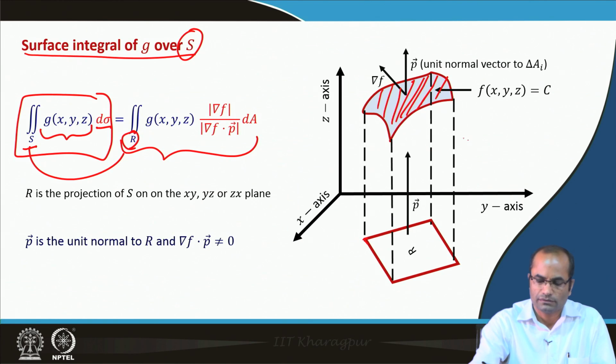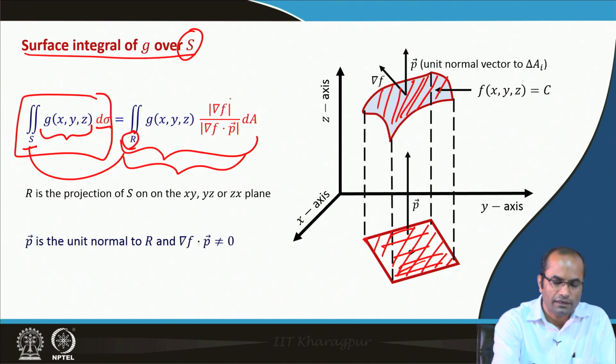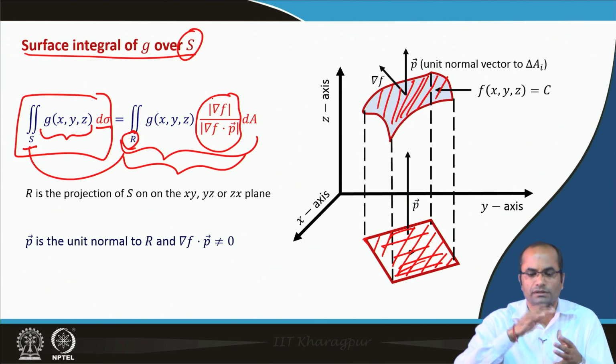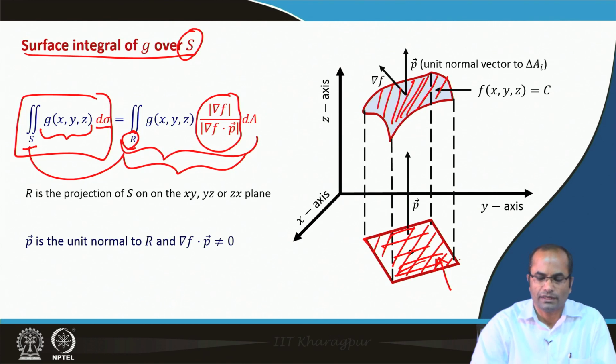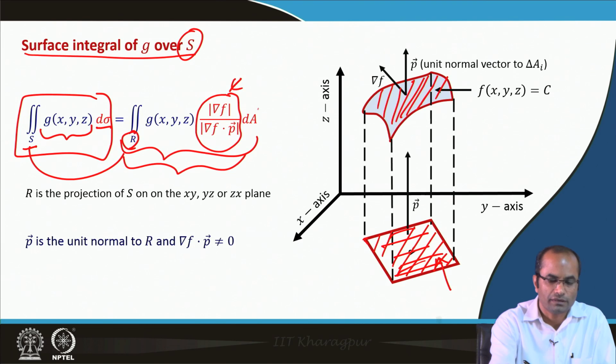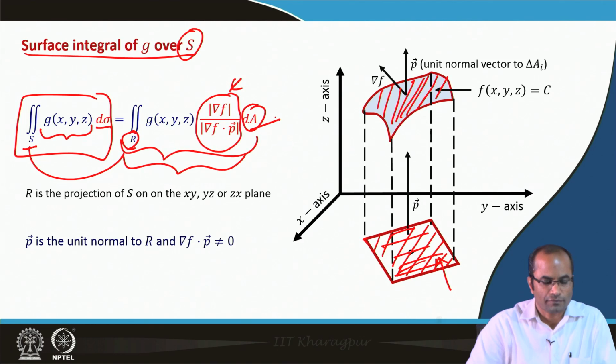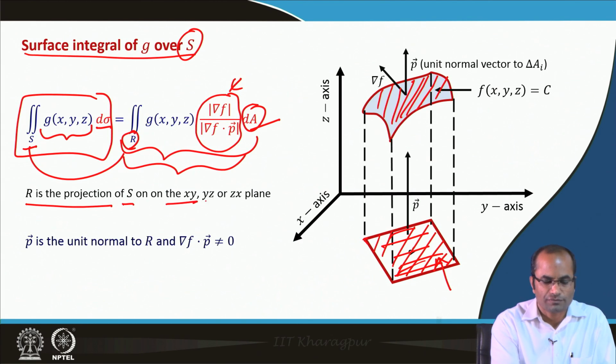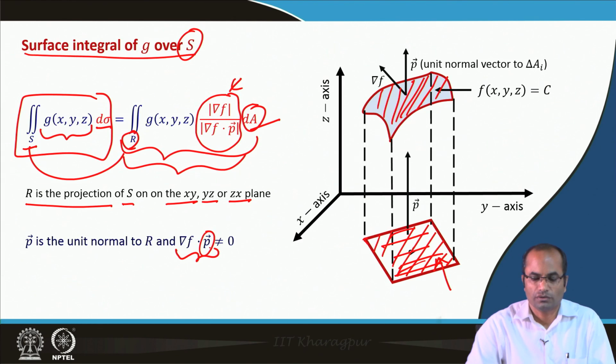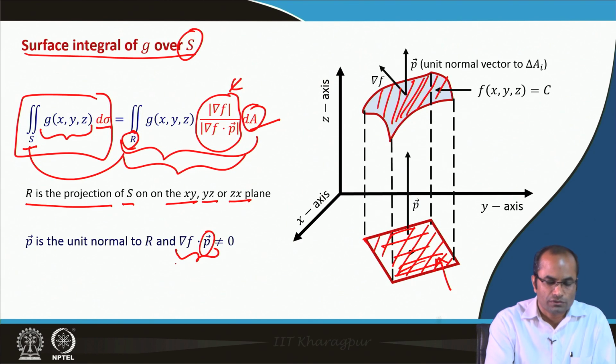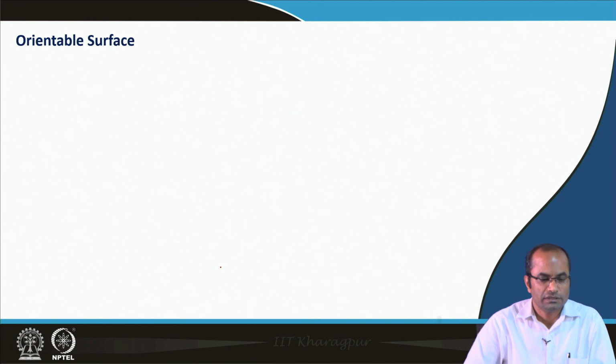Suppose this surface is being projected on this x y plane, then we have this region r on the x y plane. This double integral will be evaluated on this region r in the x y plane, and there is an additional factor because of the difference between the curvature of the surface and the plane area on the x y plane. Then we have a simple double integral, d A. As written here, r is the projection of S on the x y, y z or z x plane as per convenience, because we also have to make sure that del f, which is perpendicular to the surface, is not perpendicular to p, the unit normal vector of the plane where we have projected the surface. With this idea we can now go for a more general surface integral.